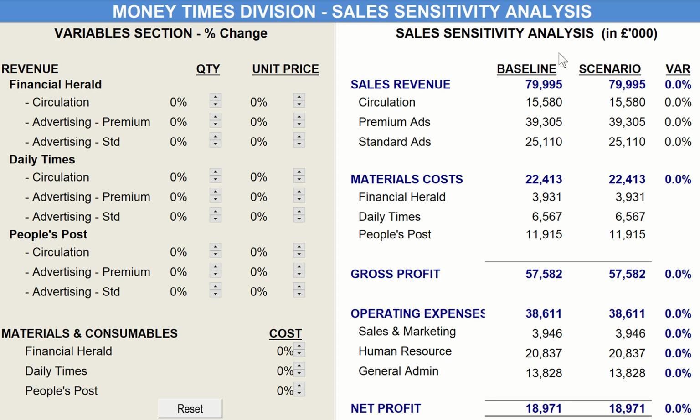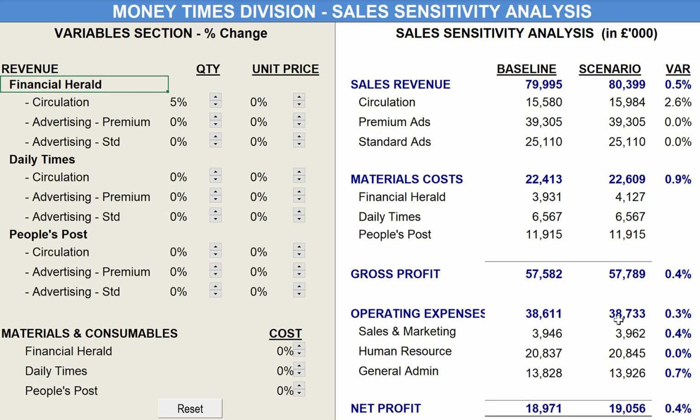As I click the button, I'd like you to focus on the scenario here. 1, 2, 3, 4, 5. What did you notice? It's not just circulation that increased, but the cost has increased. Why? Because the more newspaper you produce, the more the cost of the paper and the ink will increase, but they are not exactly the same amount.